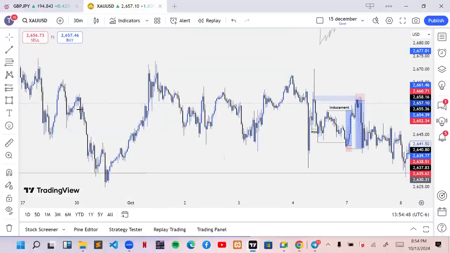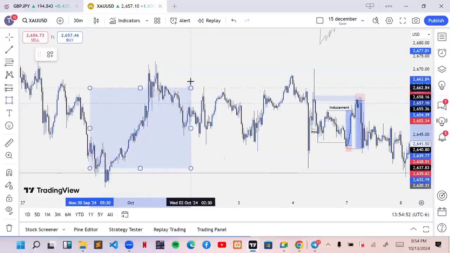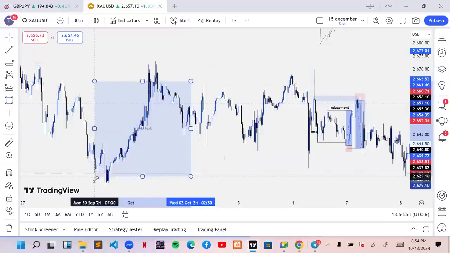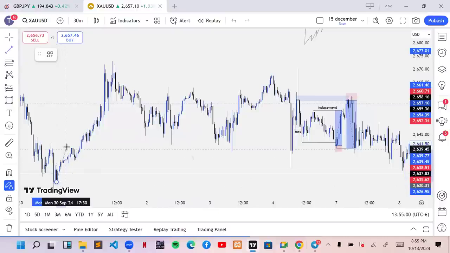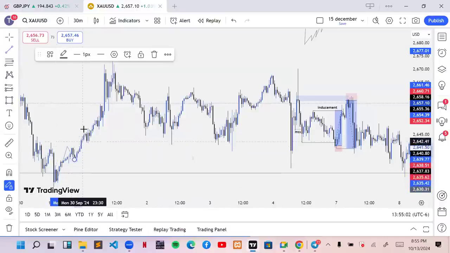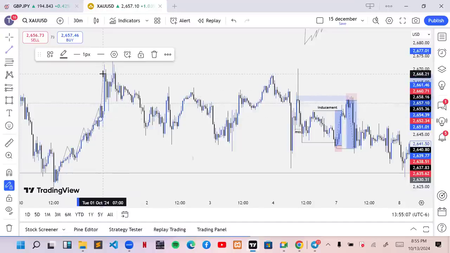So I paid attention to this chart and I noticed that the market was previously on an uptrend. Here, this was the uptrend. The market was making a series of higher highs and higher lows. So you can see from here, higher highs and higher lows, higher highs and higher lows, higher highs and higher lows.